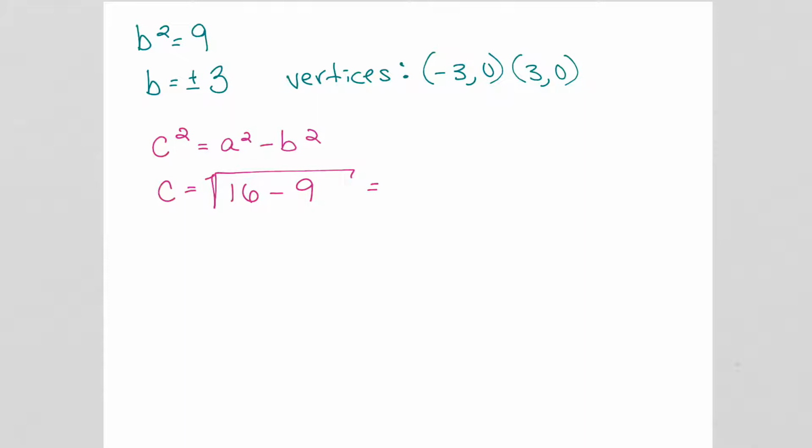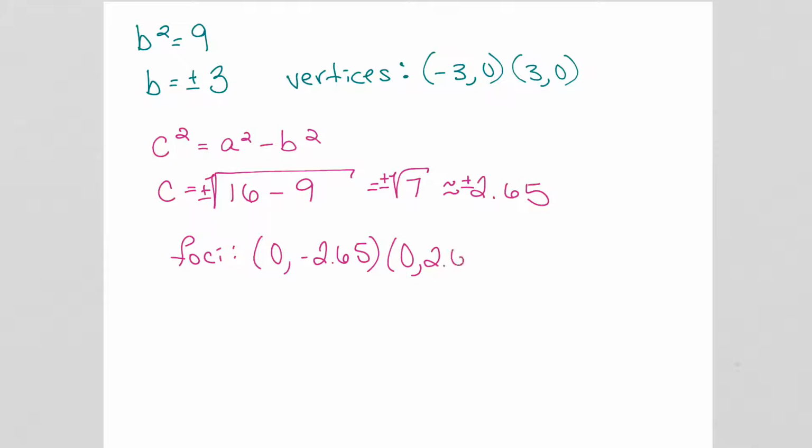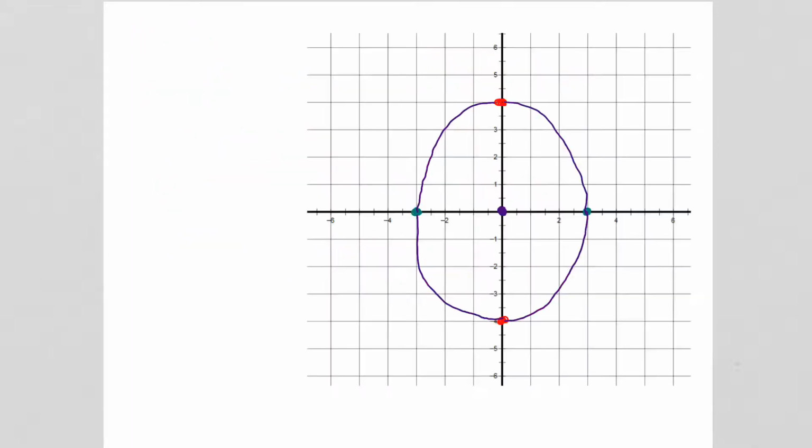So that's the square root of 7, which we'll go ahead and change to a decimal because we're going to graph this. So approximately, this is plus or minus 2.65. Therefore, our foci will be at (0, -2.65) and (0, 2.65). And we'll graph these.